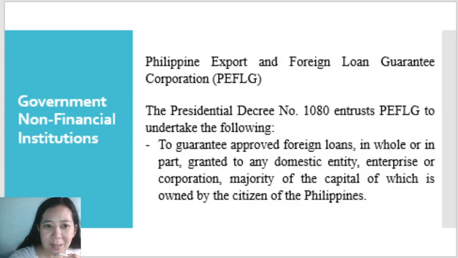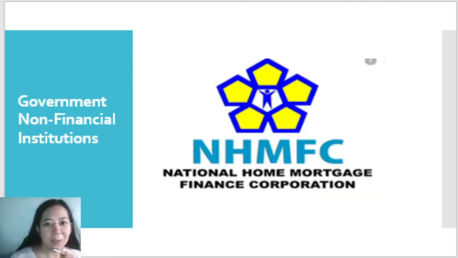Okay. So the next is the Philippine Export and Foreign Loan Guarantee Corporation, or the PEFLGC. So this was created through Presidential Decree number 1080. So they undertake the following functions. They guarantee approved foreign loans in whole or in part. They also grant to any domestic entity, enterprise, or corporation, the majority of whose capital is owned by citizens of the Philippines. This is the requirement for them to be able to approve foreign loans. Okay, so that is for the Philippine Export and Foreign Loan.